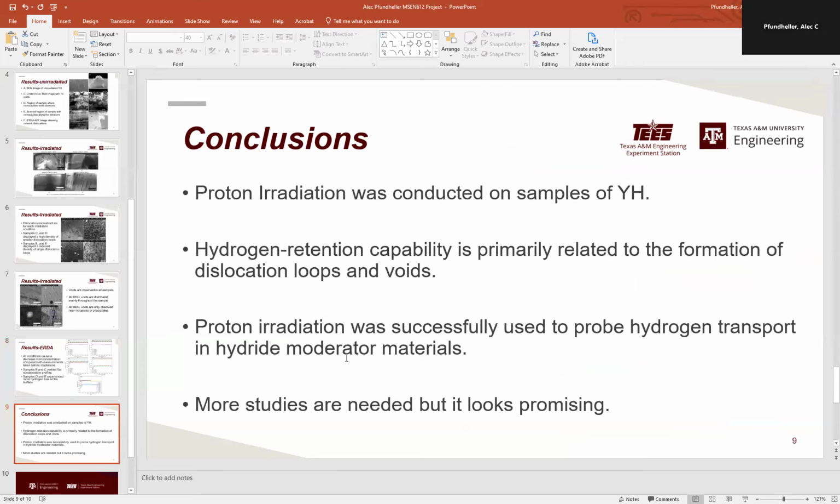So, conclusions of their study: proton irradiation was conducted on samples of yttrium hydride to try to find a better nuclear moderator and microreactor capabilities. Hydrogen retention, they found, was primarily related to the formation of dislocation loops and voids, and proton irradiation was successfully used to probe hydrogen transport in hydride moderator materials. More studies are needed on a lot of these, but I think the results look very promising.